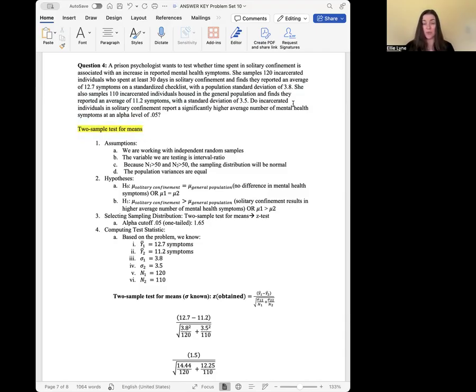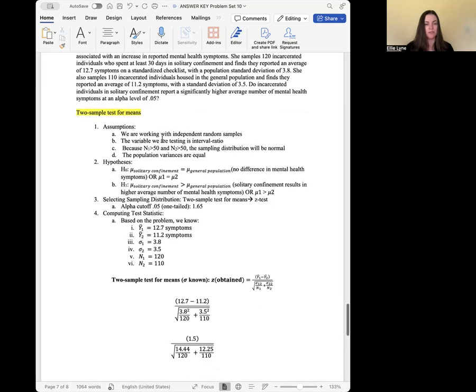We can also just read this very last section of the problem itself if we wanted to, to check ourselves one last time. So let's go ahead and do that. Do incarcerated individuals in solitary confinement report a significantly higher average number of mental health symptoms at an alpha level of 0.05? Okay, here I'm resolidifying higher average number, and I have my two distinct groups. So we're good to go with a two-sample test for means.